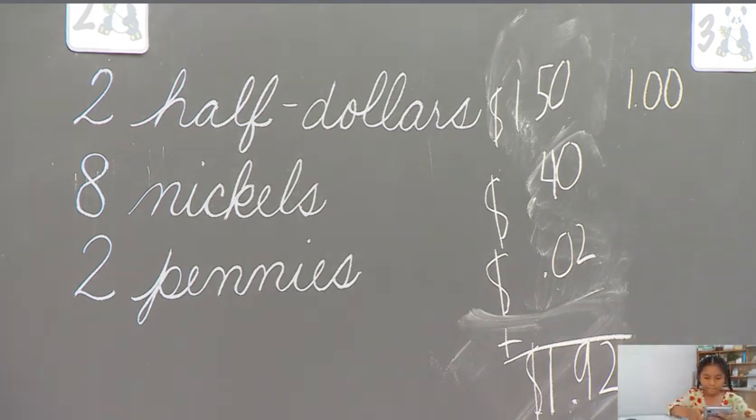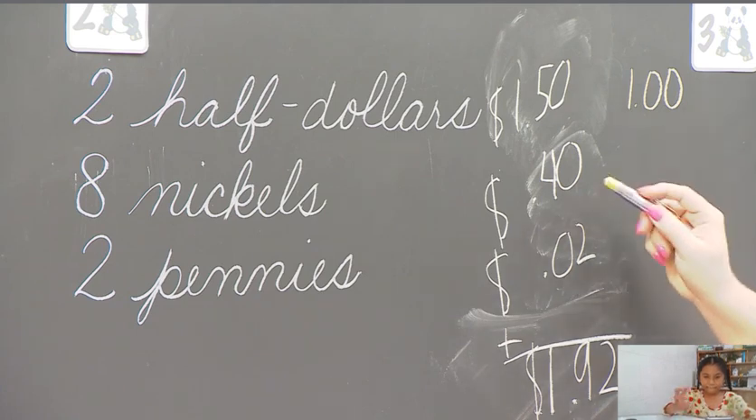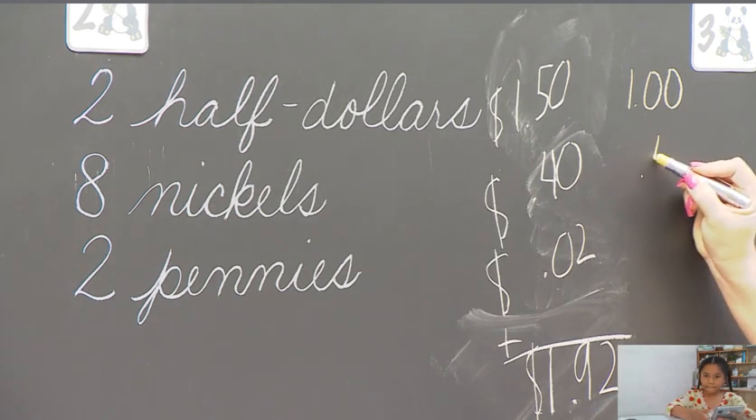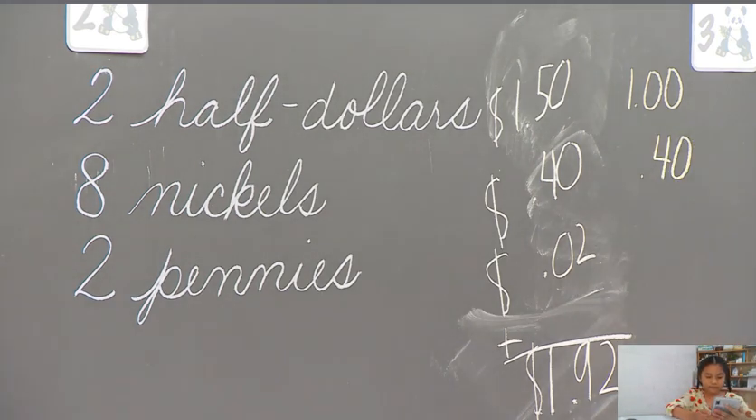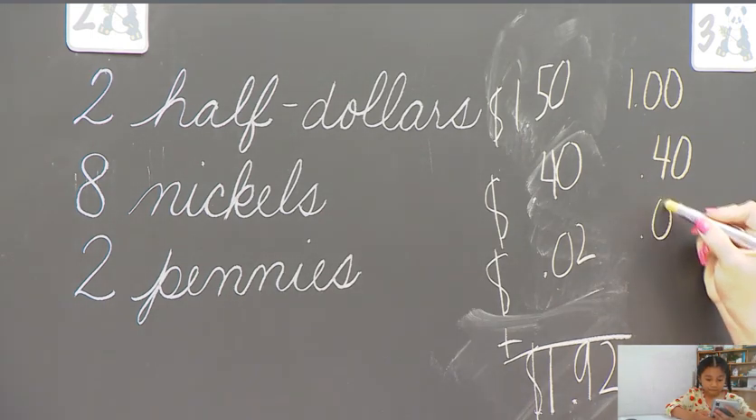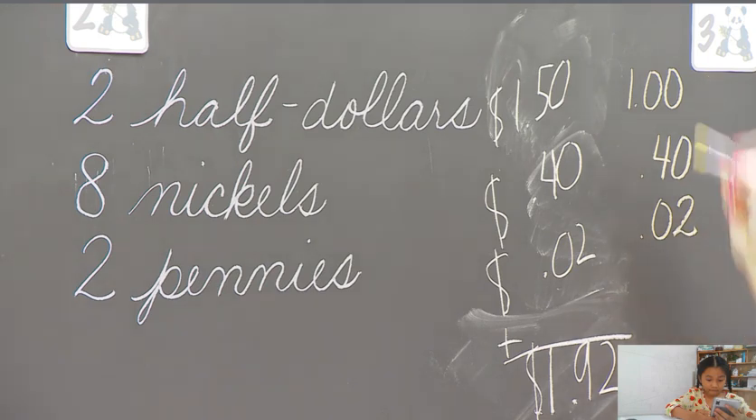8 times 5 equals what, Una? 40. So 40 cents is correct. So let's move it over into our next column. And then 2 pennies is worth 2 cents. So that one is correct. And I like the decimal points lined up neatly and the 0 in front of the 2.